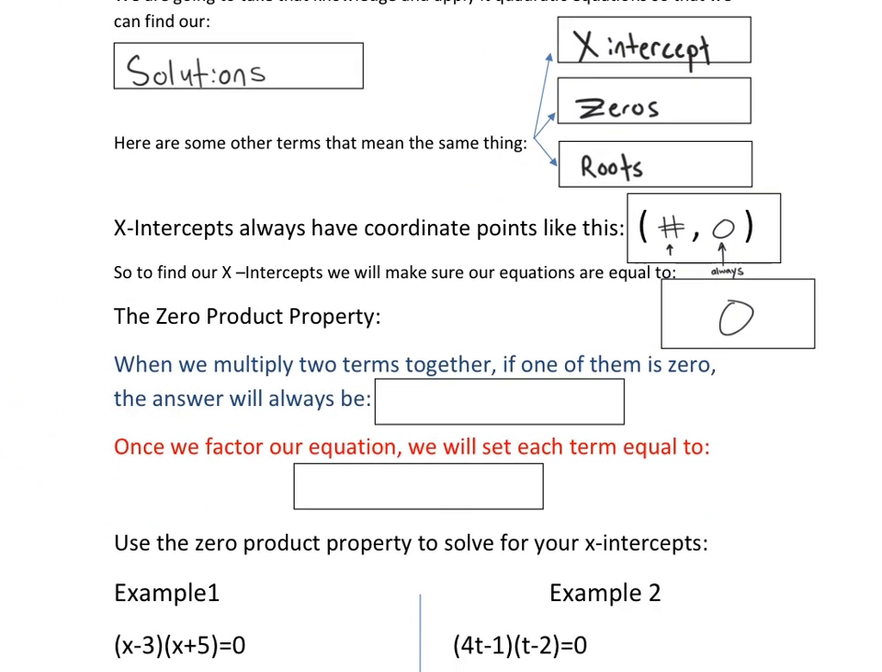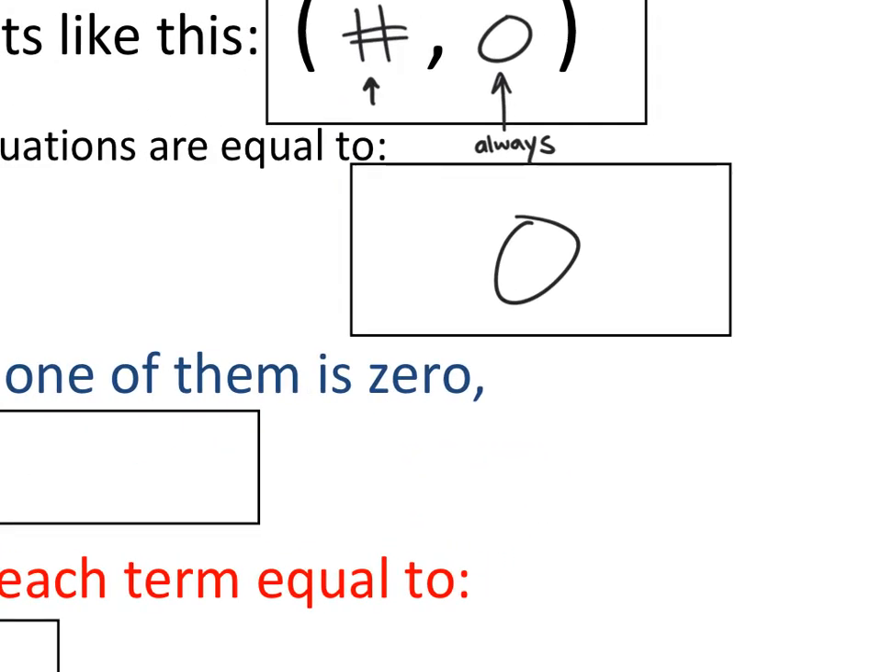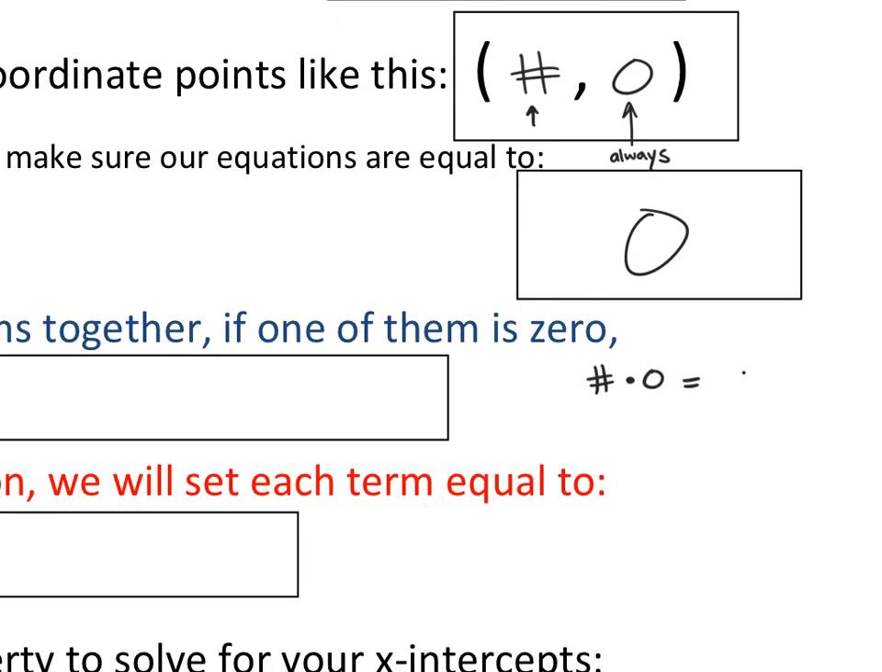So here's where the zero product property is going to come in. When we multiply two terms together, if one of them is 0, the answer will always be... and so what this is asking, if I pick any number in the whole world and I multiply it by 0, the answer will always be 0.